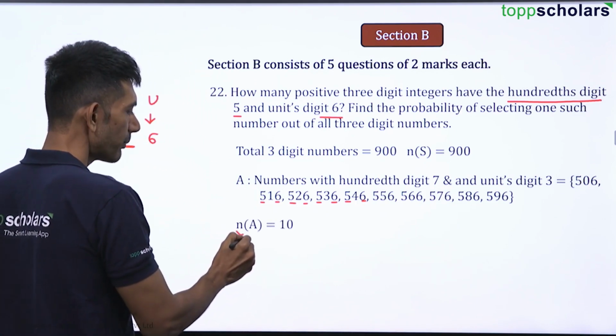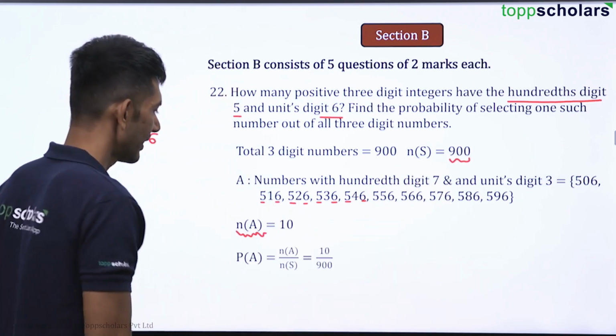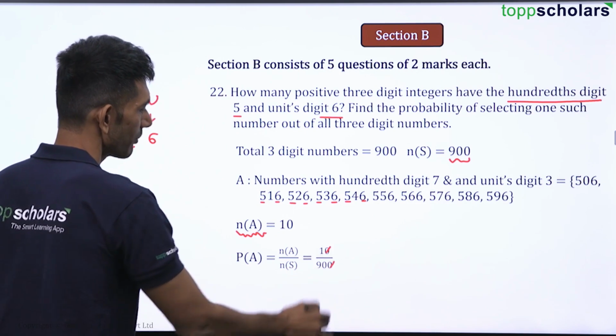Then what will be the probability of event A? n of A divided by n of S. You must have got the answer by now. And that is 10 by 900, which is 1 by 90.